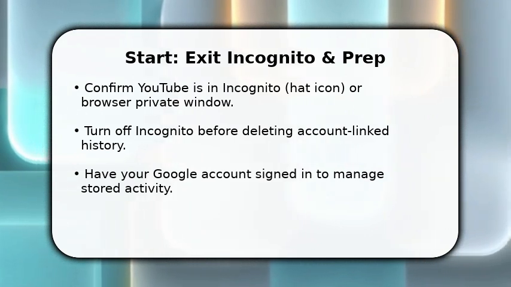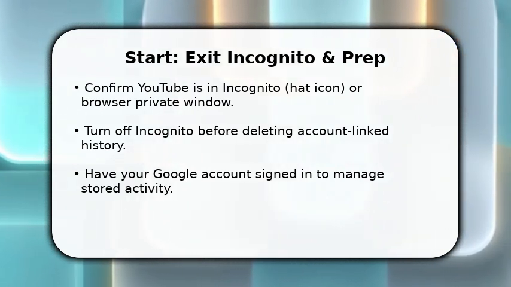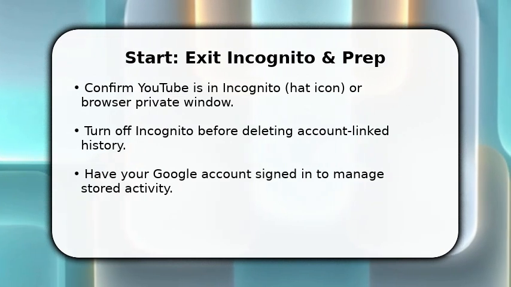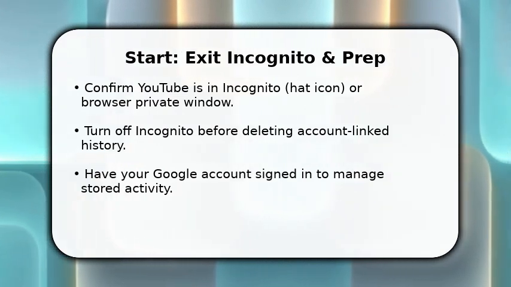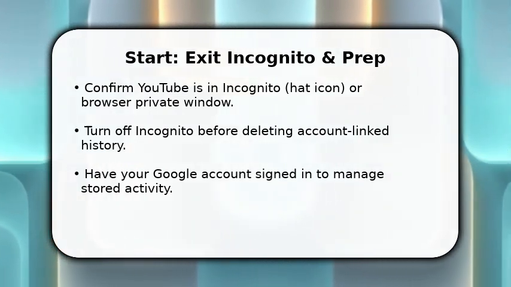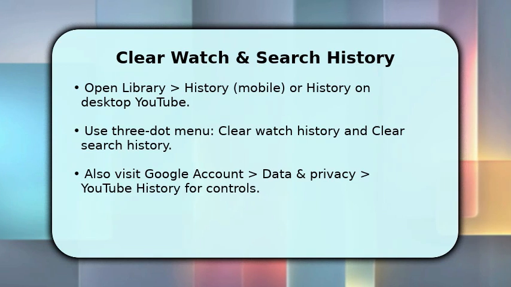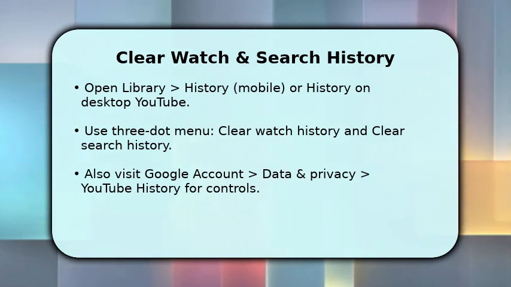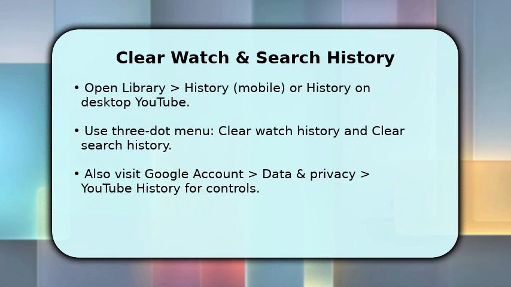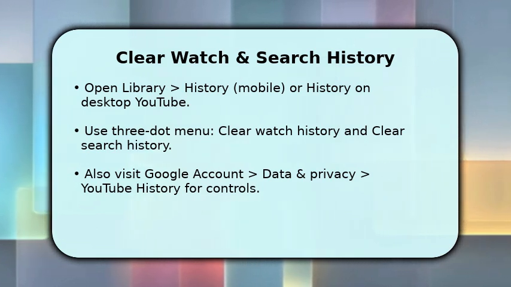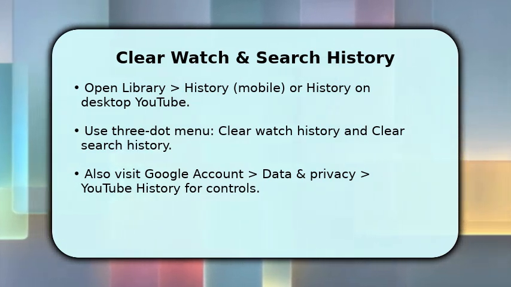Now open Library or Settings to begin clearing history and search activity. Now remove the records. On mobile, tap Library, then History. On desktop, use the History tab. Click the three-dot menu or Settings and choose Clear Watch History, then Clear Search History. This deletes items tied to your Google account.